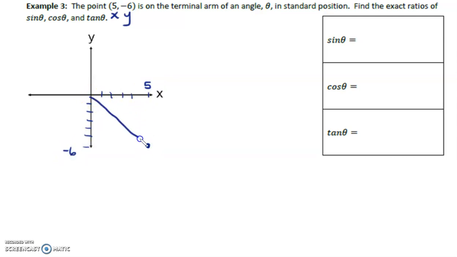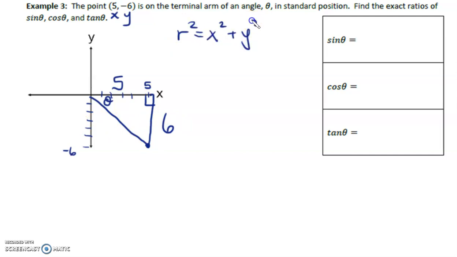So this is our terminal arm. We always draw up or down to the x-axis. So this is going to be our theta. When we label this, from here to here, because that's our x, this is going to be 5. Up and down is going to be our 6. And we're going to solve for our radius.